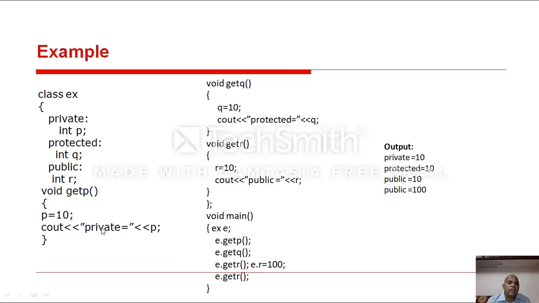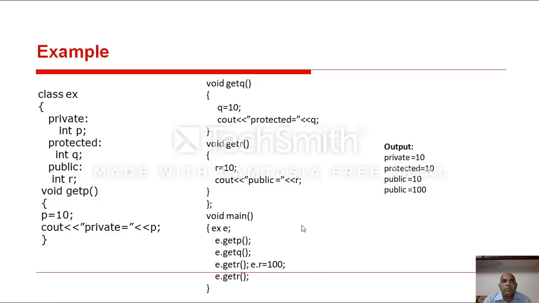This is get pay. P equal 10, where P private equal to pay. E dot get Q, then it can call this one, display Q value. E dot get R, again it can call this one, display R value. Then E dot get TR. Finally, stop the process. Clear all of you?